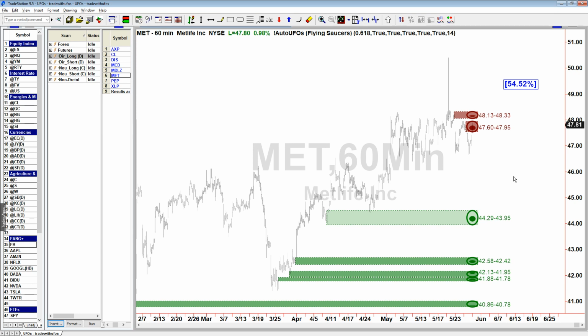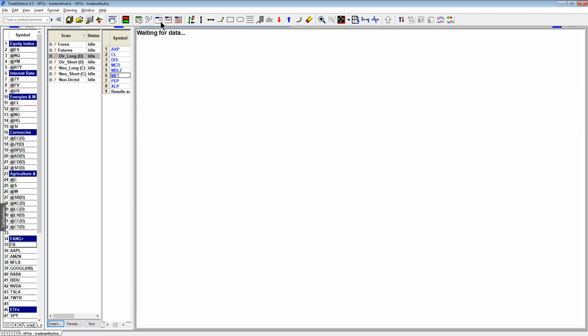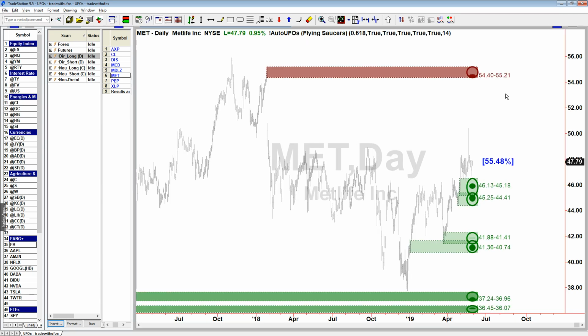Okay, but anyway, the problem I have when I'm looking at MET is that we are currently in the red and the green is all the way down at 44. If you look at the daily time frame, the green is located at 46. But really the 60 is showing 44.